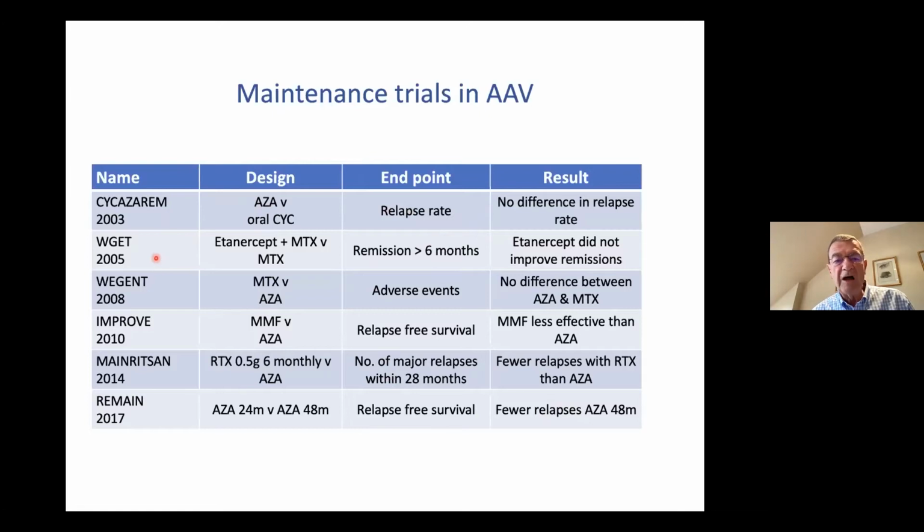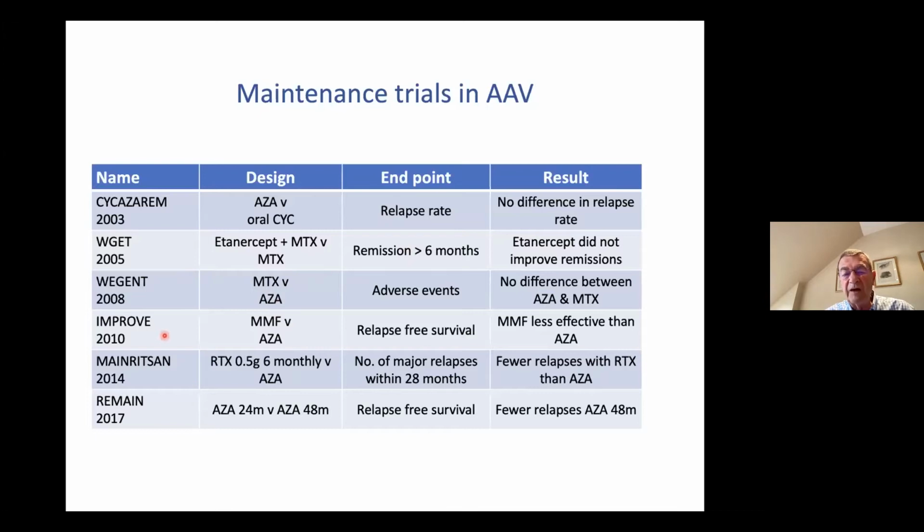The Widget trial from America showed that adding etanercept, a TNF blocker, to methotrexate was of no additional benefit at inducing remission. So anti-TNF therapy is not generally used in vasculitis. The Wedgent study from France showed that methotrexate and azathioprine were equivalent. So methotrexate is an alternative for maintenance.